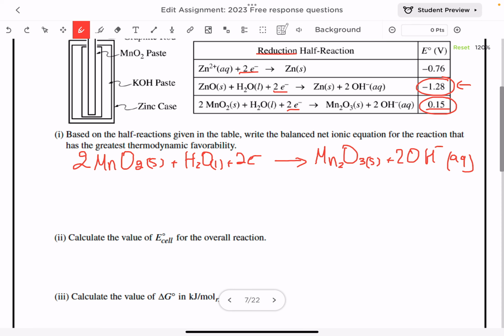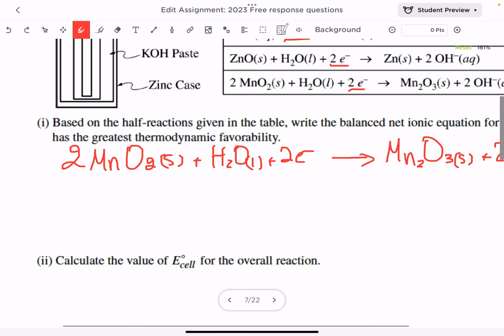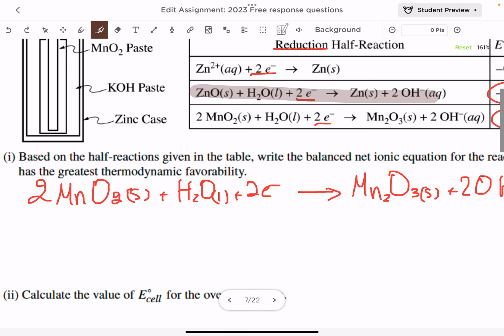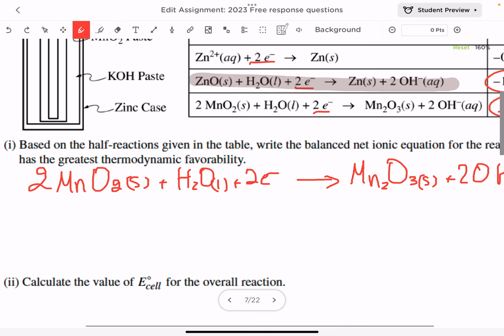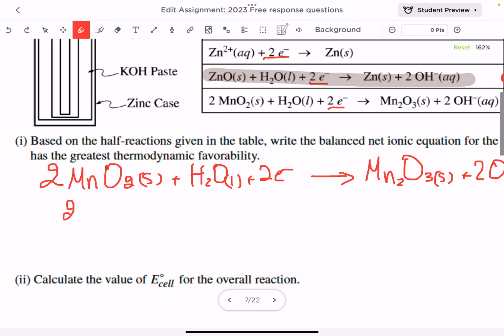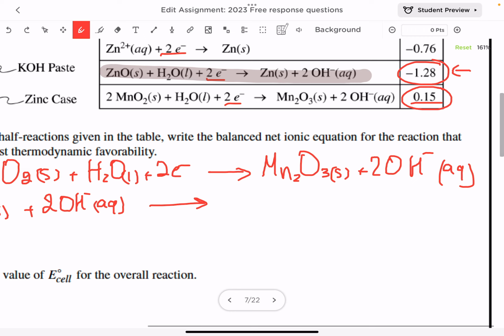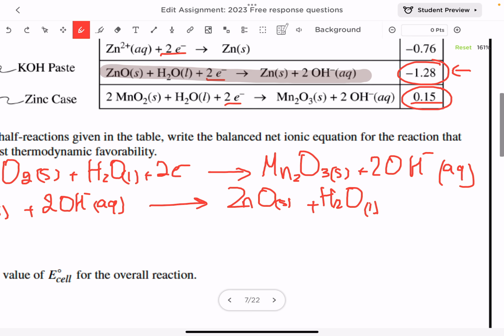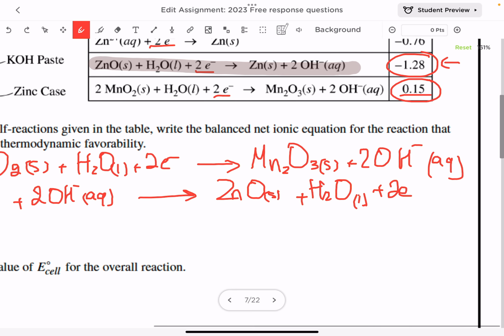And for the other one, it's going to be zinc solid, but I'm going to flip it because this is going to operate at the anode. It's going to be an oxidation and not a reduction. Zinc solid plus 2 OH minus aqueous gives zinc oxide plus H2O liquid, and 2 electrons.